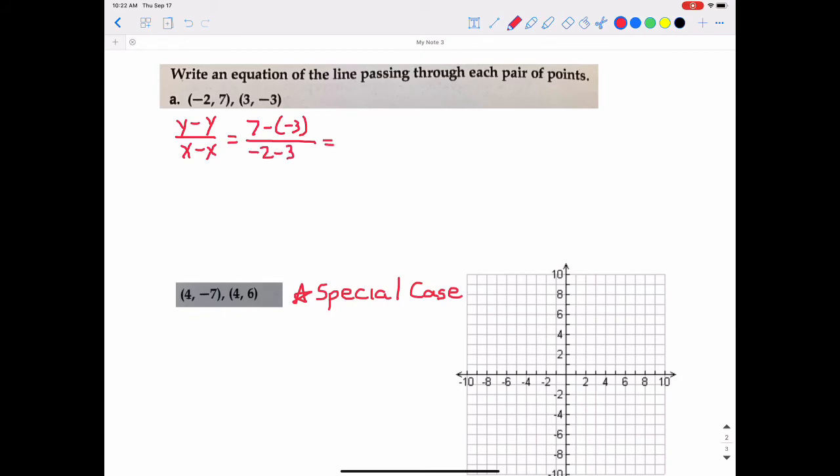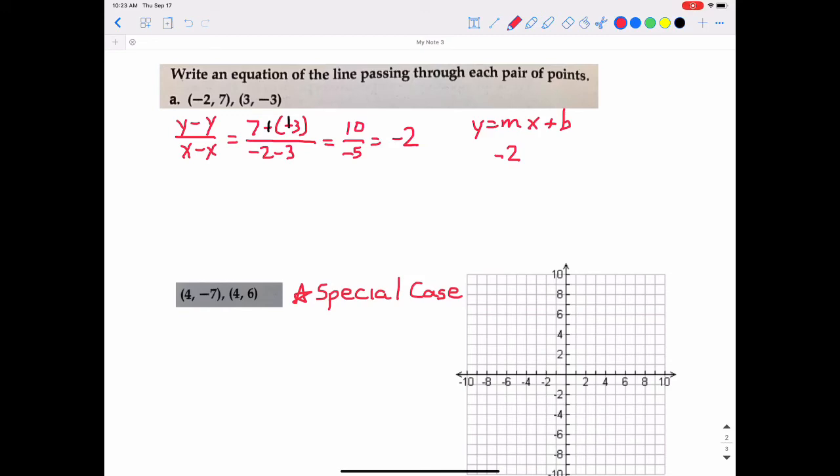7 minus negative 3, so let's go ahead and change that to plus and plus. And that will give me 10 over negative 5, which is a slope of negative 2. So then going to y equals mx plus b, I just figured out the slope is negative 2, so I'll replace the m with negative 2. And then I need the x and the y like we did on the last problem. But we have 2 possibilities. It gives us 2 points. Just pick one of them. Doesn't matter which one you pick.